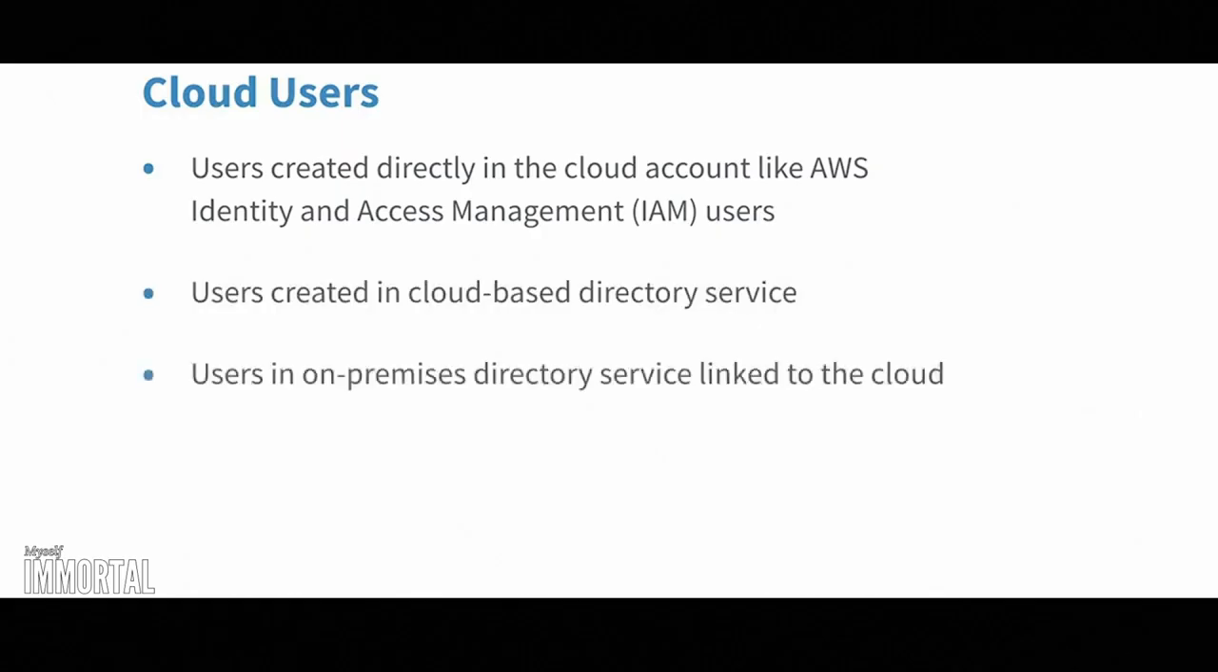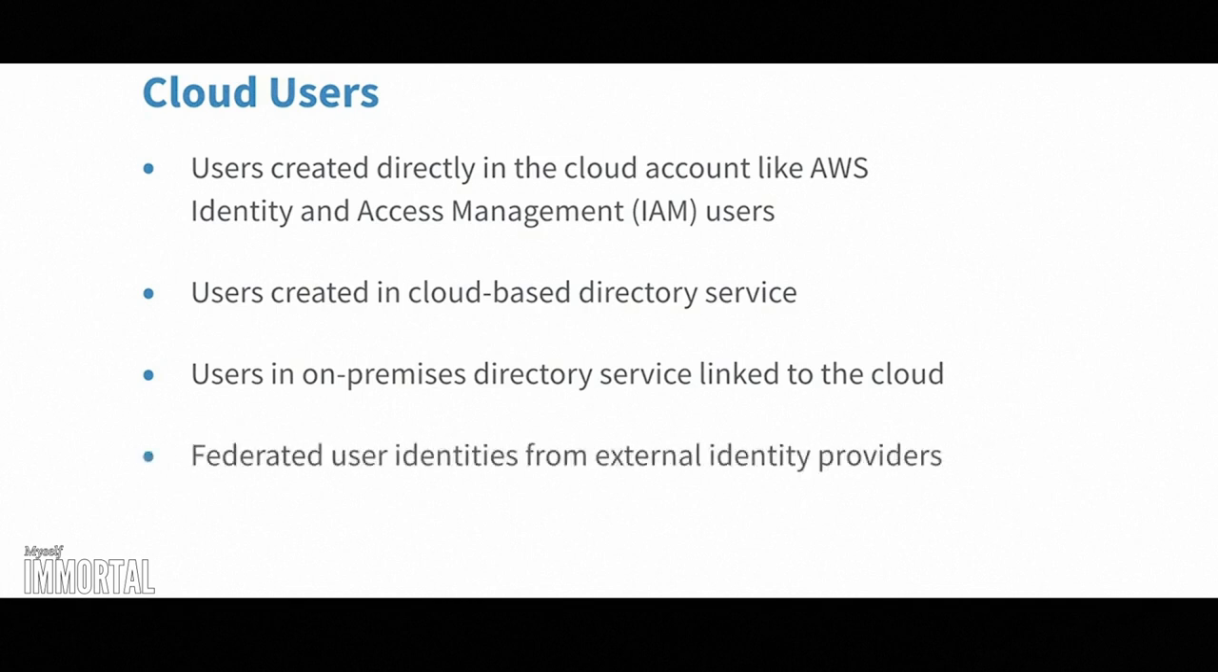Users in an on-premises directory service can be linked to the cloud. Imagine that you have Microsoft Active Directory being used in an on-premises network environment, where you've got an Active Directory domain with a bunch of user accounts. Well, you can link that to the cloud so that users can continue to use their familiar on-premises credentials to access cloud-based applications. You can also work with federated user identities from external identity providers.